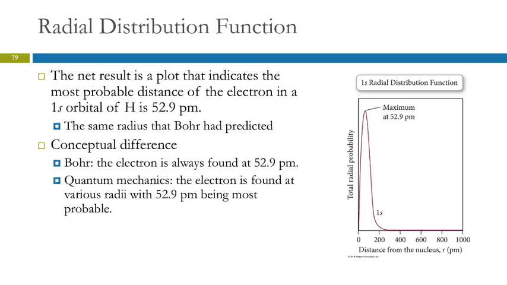Bohr's model says the electron is always found at 52.9 picometers from the nucleus, almost like it's tethered on a string. It's going in an orbit. It's always the same distance. The quantum mechanical model said the average radius is 52.9 picometers. That's the most probable, but there's this wide range of radii that it could be. So it's not just always a fixed distance.